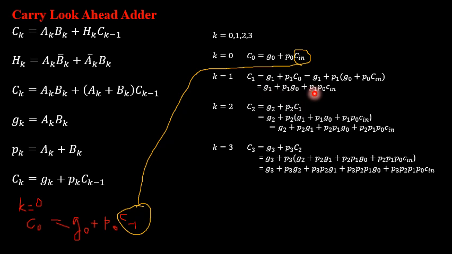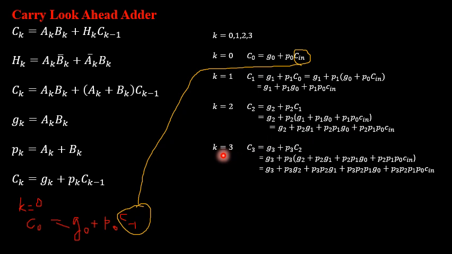From the above expression, we have the value of C1 as G1 plus P1 G0 plus P1 P0 Cin. So just substitute the value of C1 as G1 plus P1 G0 plus P1 P0 into Cin and further expand the equation. It will give us the equation as G2 plus P2 G1 plus P2 P1 G0 plus P2 P1 P0 Cin. So that is the equation for the carry output C2.